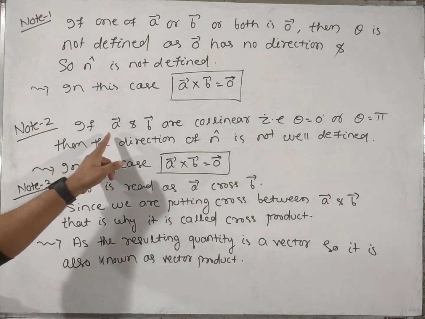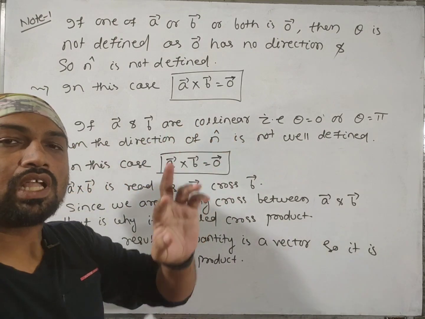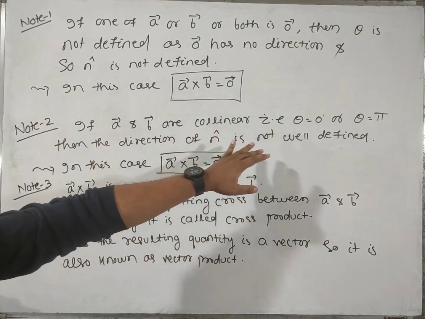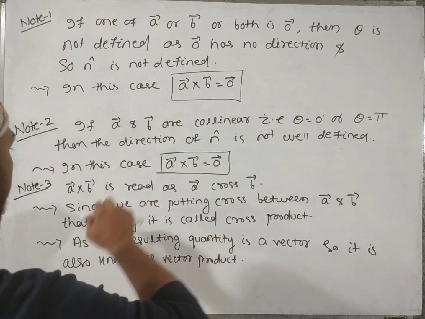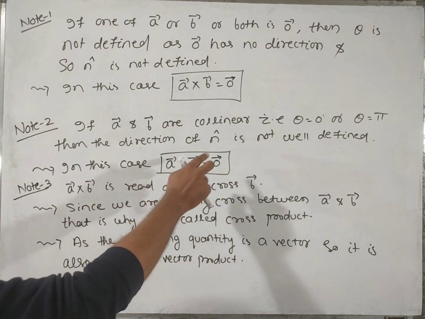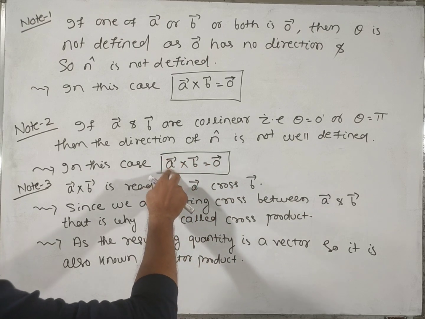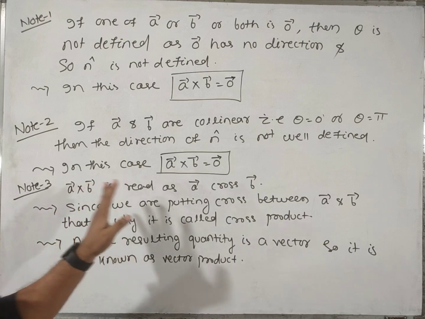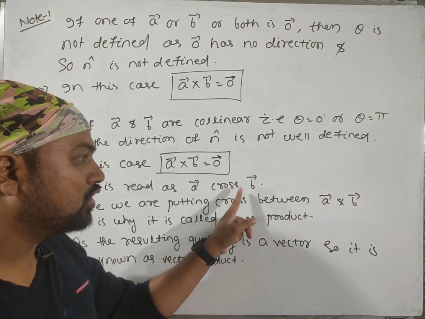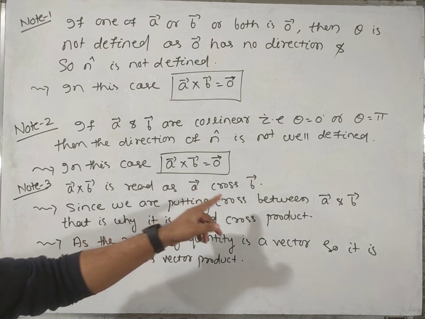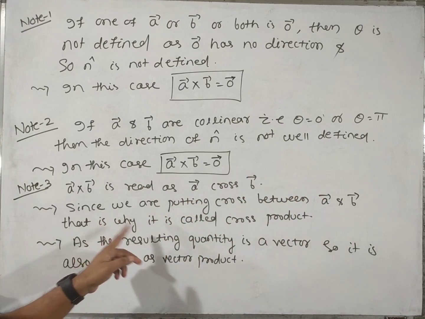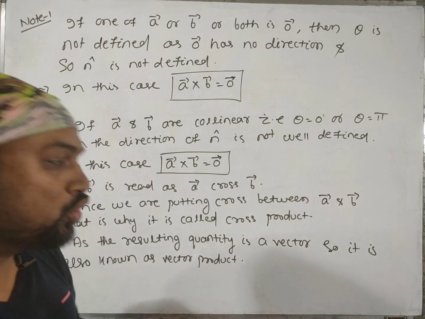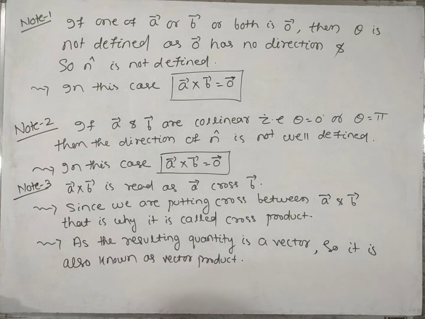The second point: if A vector and B vector are collinear, there are two cases. If theta is equal to 0 or theta is equal to pi, then the direction of n cap is also not well defined. In this case also, we get the zero vector as the vector product of A vector and B vector. Then in note 3, A vector cross B vector is read as A vector cross B vector. Since we put the cross between A vector and B vector, it is called the cross product. As the resulting quantity is a vector, it is also known as the vector product.